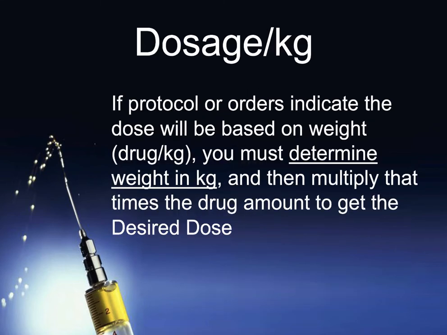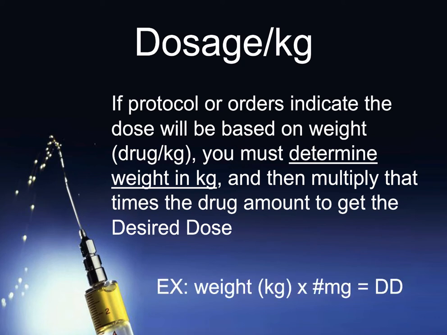When a protocol or our orders indicate that a dose is going to be based on weight, you must determine the weight in kilograms and then multiply that times the drug amount to get the desired dose. For example, the weight in kilograms times the milligrams would be equal to that desired dose that we talked about.